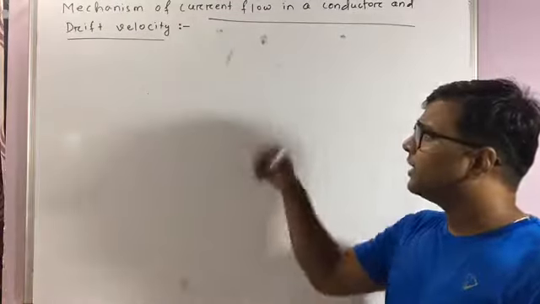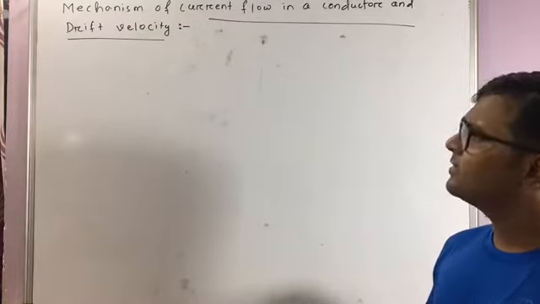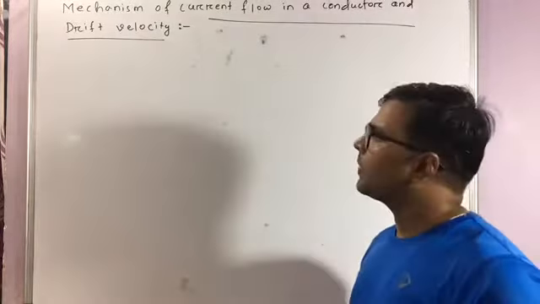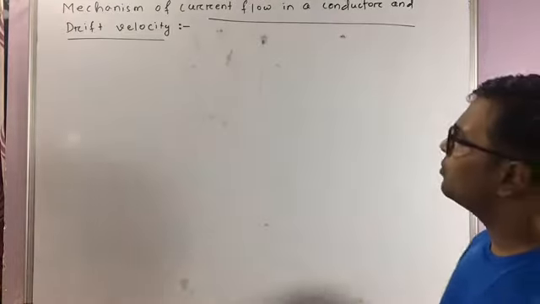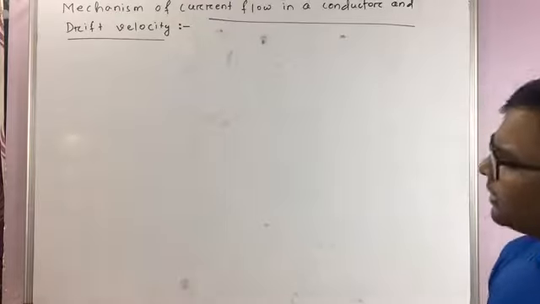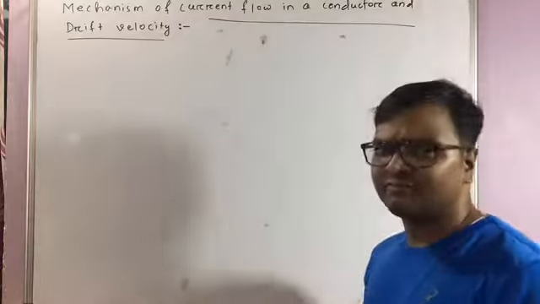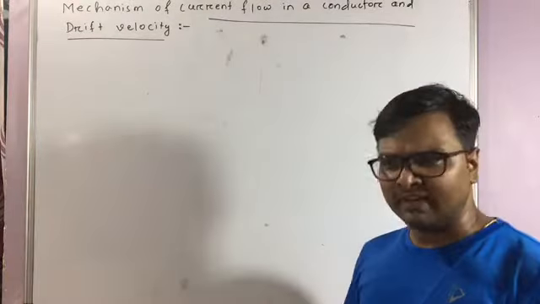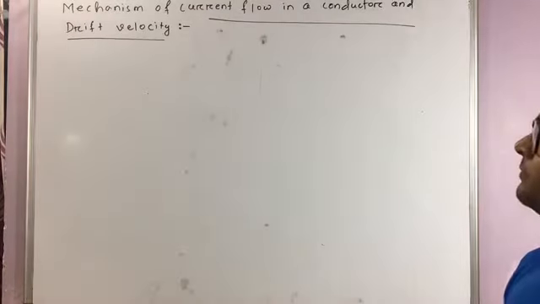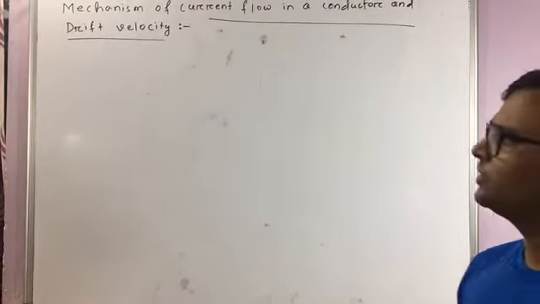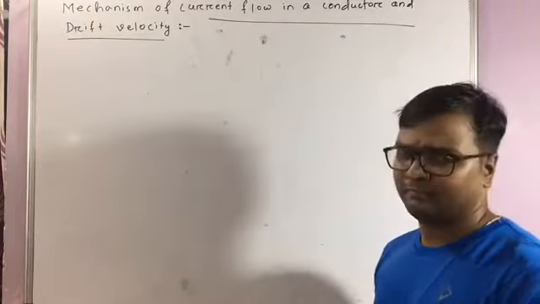Good evening students. Today's topic is the mechanism of current flow in a conductor and the concept of drift velocity. As I have already told you, a current flows through a conductor whenever a potential difference is developed and maintained across the conductor. That's a simple mechanism. Microscopically, let us understand what will happen.